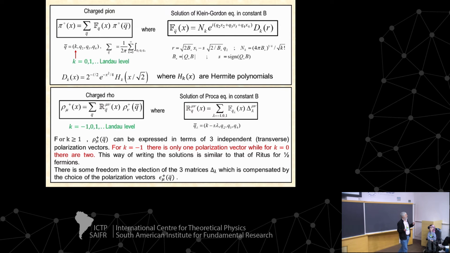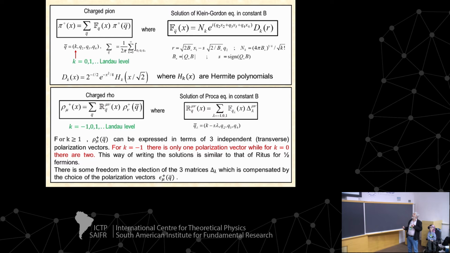So for the charged rho, you have to do something similar, but it's slightly more complicated because you have the polarization here. You have the rho polarizations. So this function R is a product of a combination of these functions, which are the same as before, but with some 4x4 matrices which have Lorentz indices. And the important thing is also that for the charged rho, the Landau level starts at minus one instead of starting from zero. So this runs from minus one, zero, and so on.